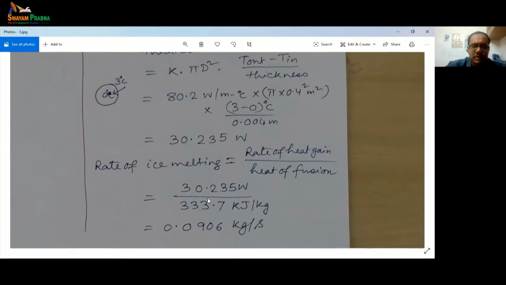The rate of heat gain we have just found out, that is 30.235 watt, and the heat of fusion you have to look up in a table. At normal pressure, here we are assuming atmospheric pressure, the heat of fusion for water is 333.7 kilojoule per kg. So for 1 kg of ice melting you will require this much kilojoule of heat. Ultimately that division will give you the rate of ice melting, which is 0.0906 kg per second.